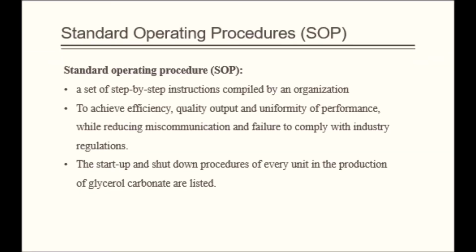The standard operating procedure is a set of step-by-step instructions compiled by an organization to help operators carry out complex routine operation of every equipment or machine. SOP aims to achieve efficiency, quality output, and uniformity of performance while reducing miscommunication and failure to comply with industry regulations. The startup and shutdown procedure of every unit in the production of glycerol carbonate are listed.